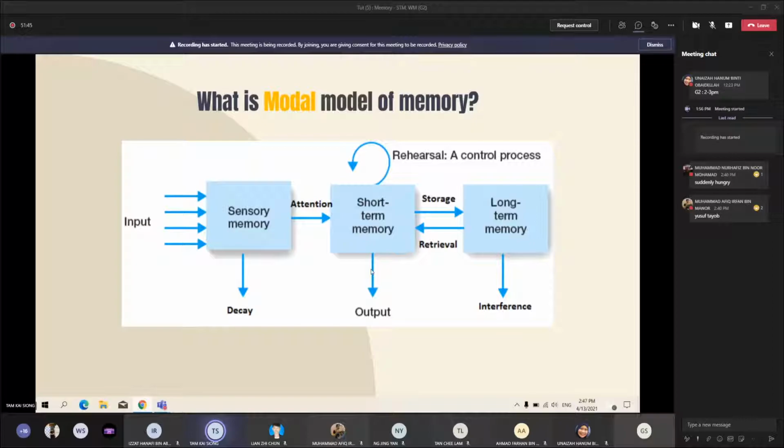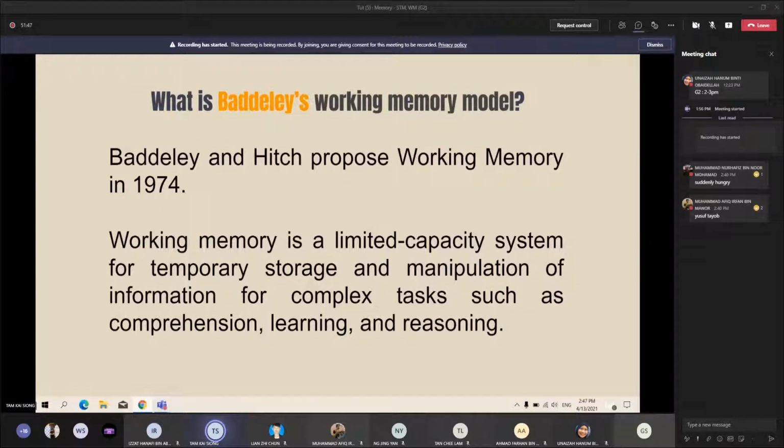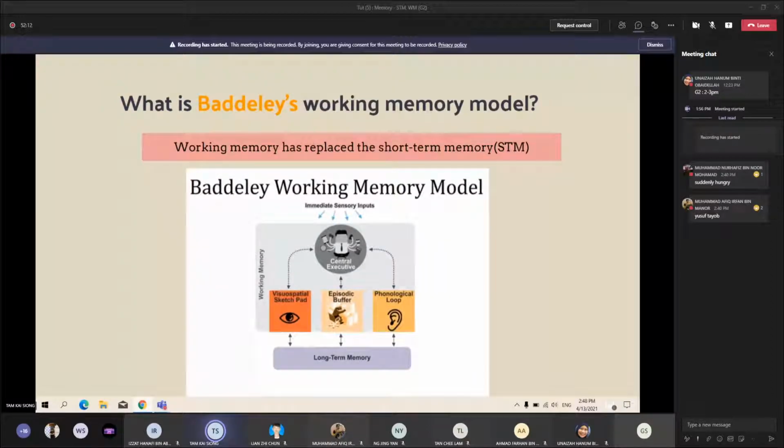Okay, so what is the Baddeley working memory model? The Baddeley working memory model was proposed by Baddeley and Hitch in 1974. Working memory is a limited capacity system for temporary storage and manipulation of information for complex tasks such as comprehension, learning, and listening. So the main difference is that it can perform complex tasks. Working memory has replaced the short-term memory.